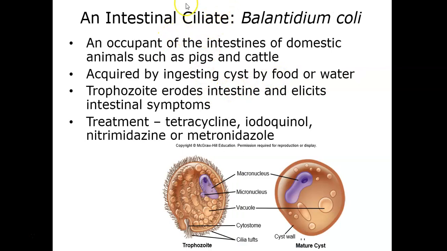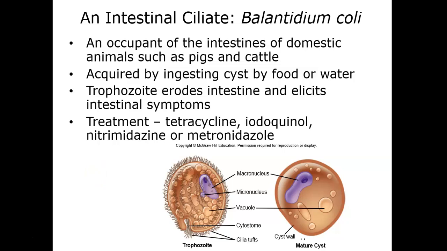We now go on to the ciliates. And for the big one that we're going to talk about, the first one is Balantidium coli. And we're going to see again that the reason they're called ciliates is because the surface of the cell is surrounded in these small hair-like projections known as cilia.